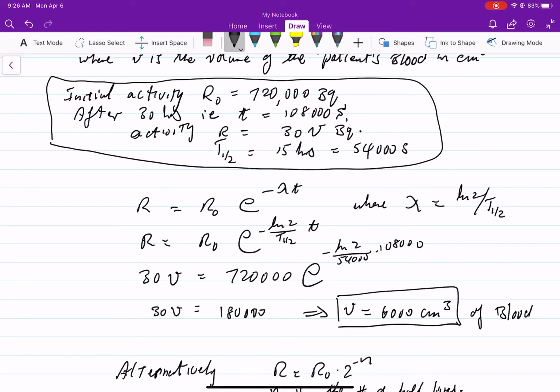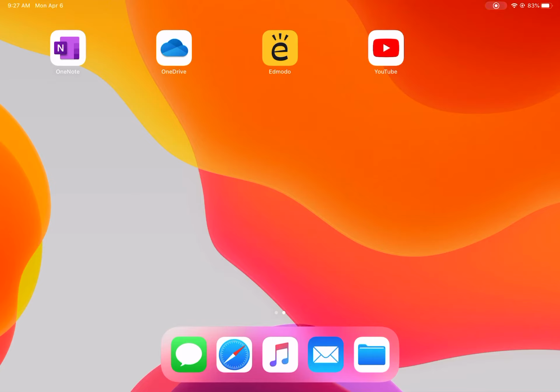For the rate of decay after 30 hours, that's 30V right there. The initial rate of decay is 720,000 becquerels. That's there. And then e to the minus ln 2 upon t half. T half is 54,000. Ooh, what happened?